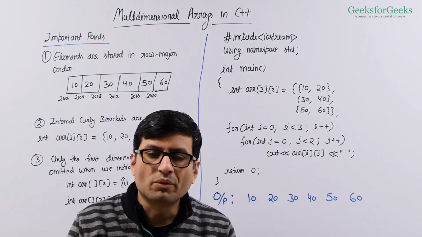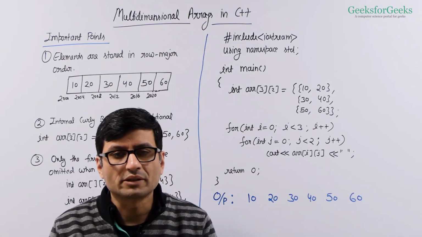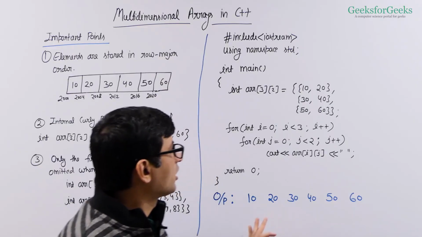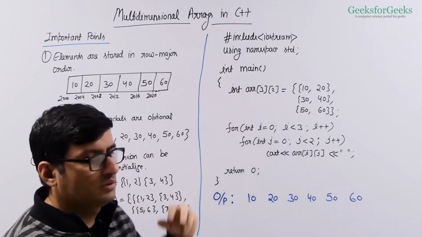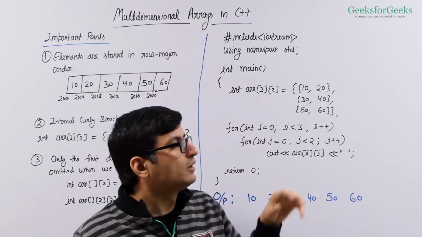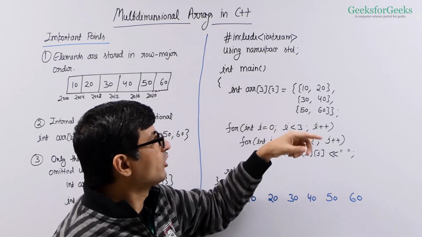Let us talk about multi-dimensional arrays in C++. Here is a simple program. I've created an array of size 3 cross 2. It's a 2D array. There are 3 rows and 2 columns.